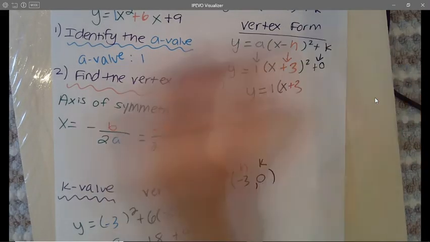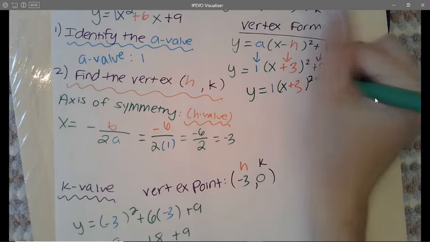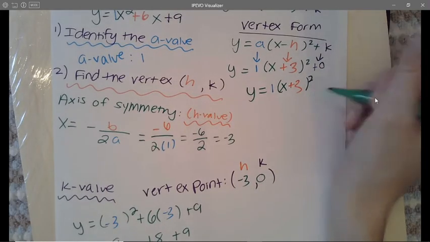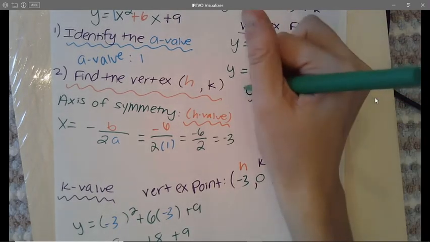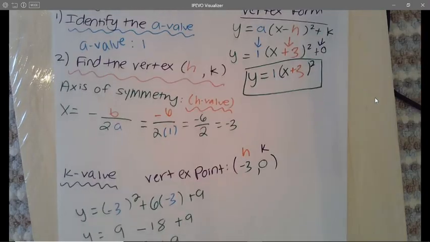Then I'm not going to list the 0 because if you add 0 to anything, it doesn't change it. So guess what, you guys? This is vertex form. Fun times.